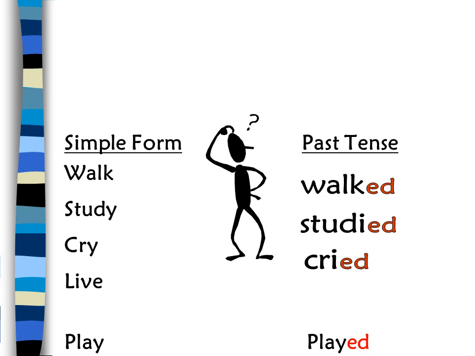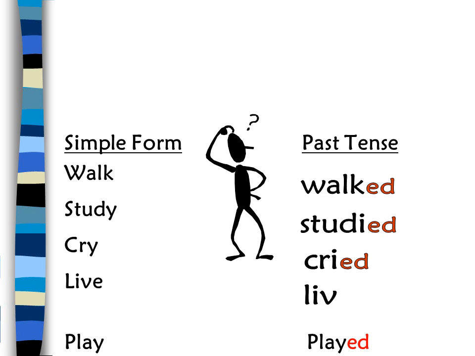I drop the Y and I add IED, whenever I have a consonant. R is a consonant, D is a consonant. So you know that in English we have 5 vowels and the rest of the English alphabet is consonants. So you can come back to the video I shared with you on the English alphabet to refresh your mind about the different English letters, let's say the vowels and consonants.